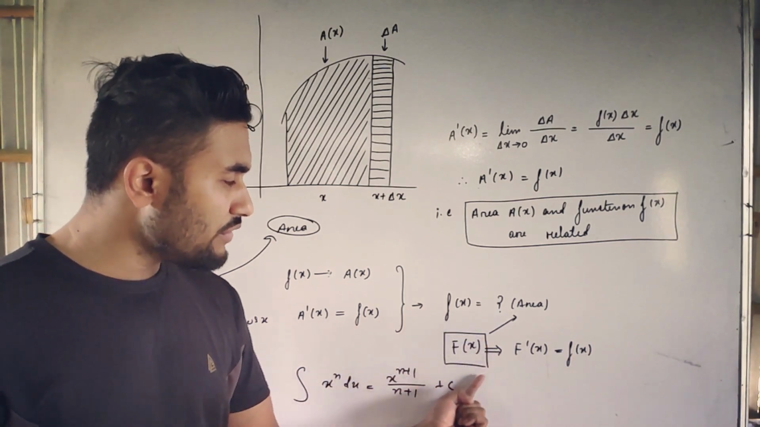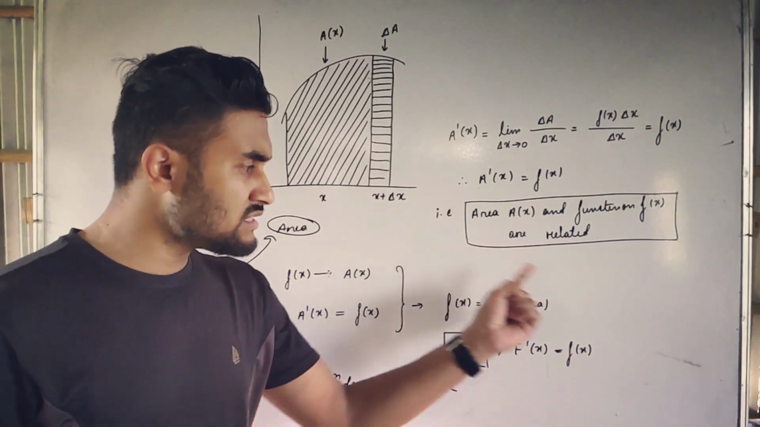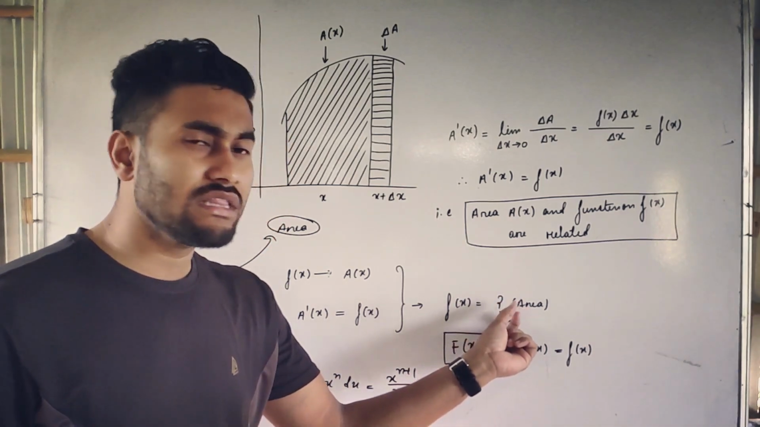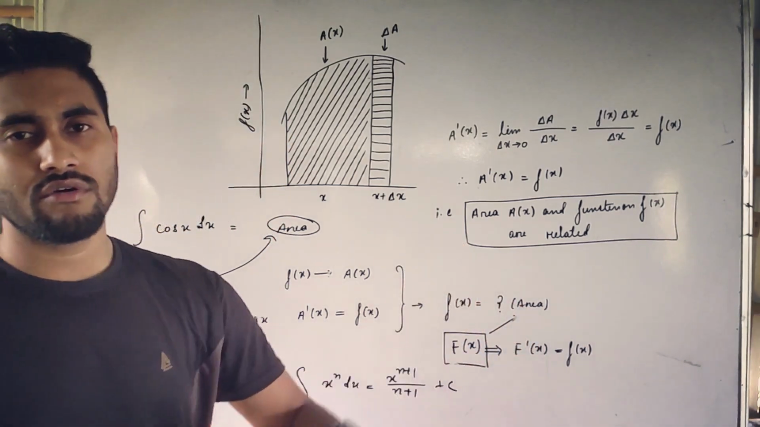So if anyhow we can find a function whose derivative is the given function f(x), then that new function capital F(x) will be the what? Will be our area, will be our answer.